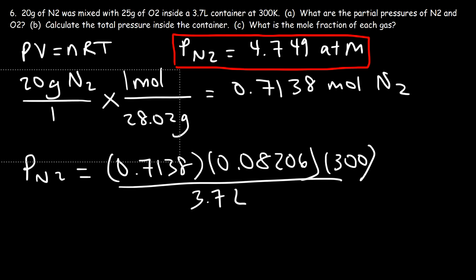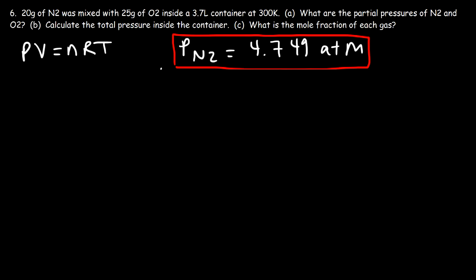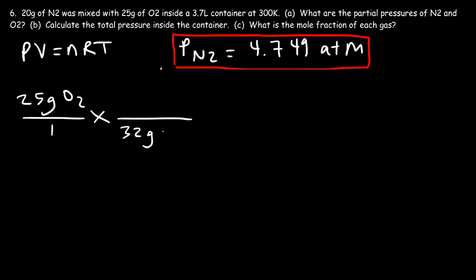Now let's do the same thing for the other gas. So let's calculate the moles of O2. So we're given 25 grams, and the atomic mass of oxygen is 16. Multiplied by 2, the molar mass of O2 is 32 grams per 1 mole. So 25 divided by 32 is 0.78125 moles.